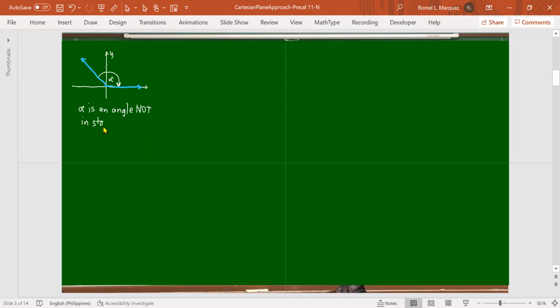What is violated here? The initial side is not on the x-axis. The initial side is actually in the second quadrant, not lying on the positive x-axis. So there is one violation.